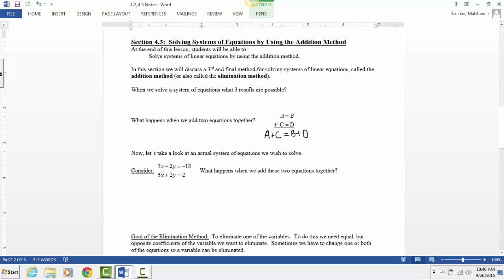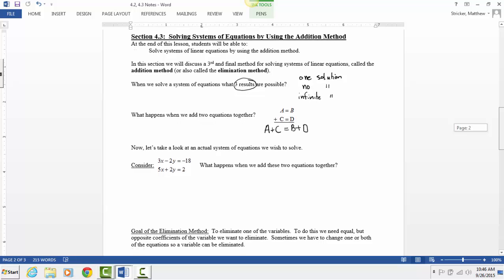I want to also review that there are three different things we can get when we solve a system. We first of all can get one solution, we can get no solution, or we can get an infinite number of solutions. And we're going to look at some examples in this section where we have each of those three cases.